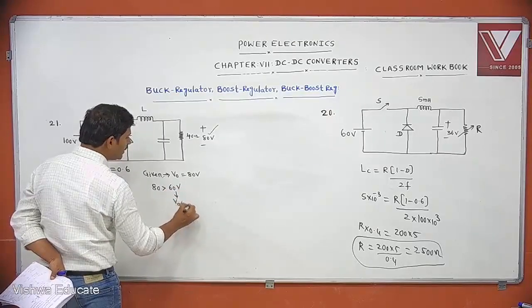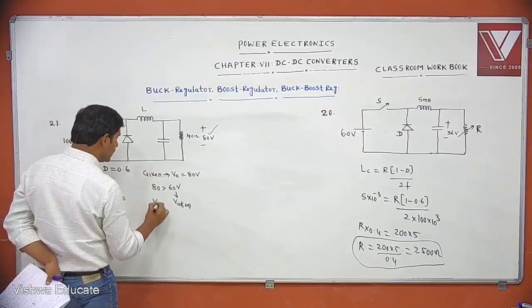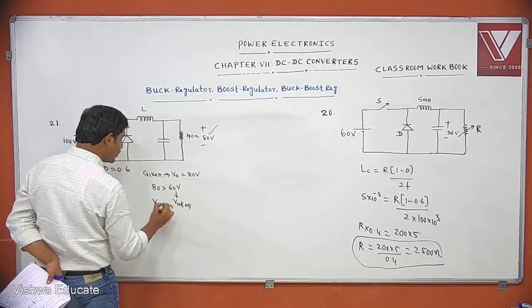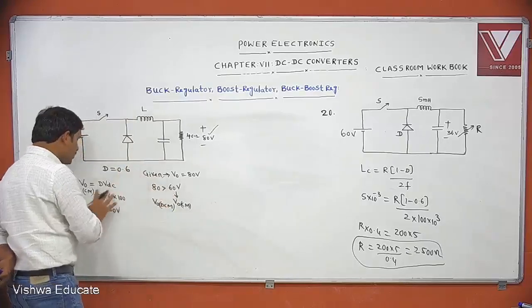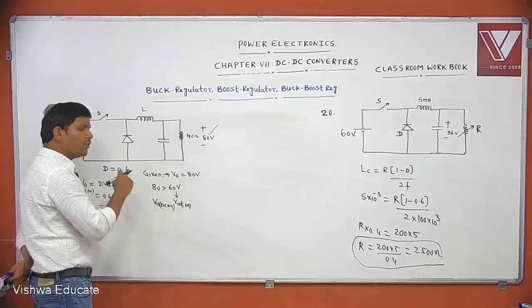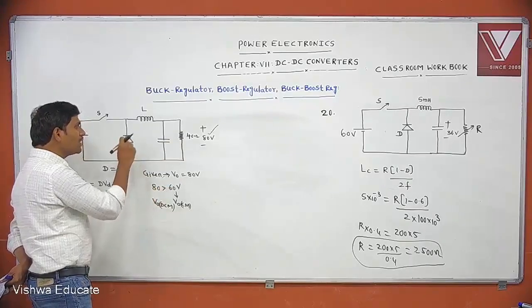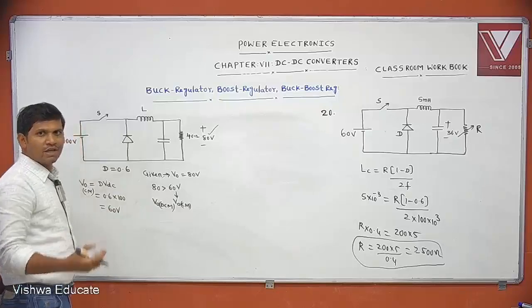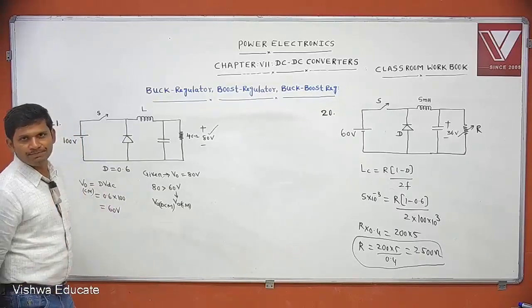This is V0 in continuous mode. If we are getting greater than this, it is compulsorily the voltage under discontinuous mode. We are getting 80 volts, whereas here I get 60 volts, the continuous mode output voltage. In the given circuit it is 80 volts. That means you are getting greater than 60 volts, so this circuit must operate in discontinuous mode. That's why you solve this problem in discontinuous mode.